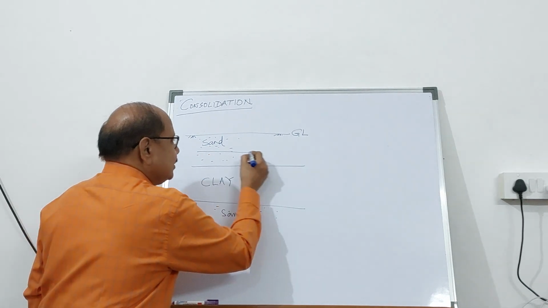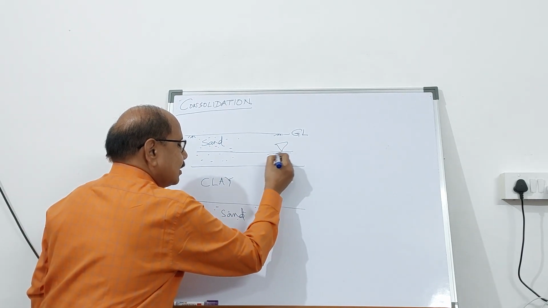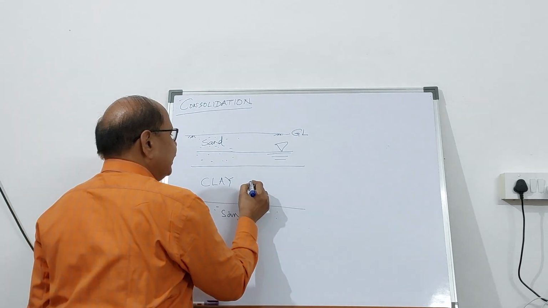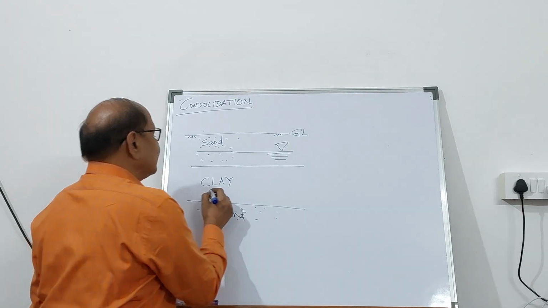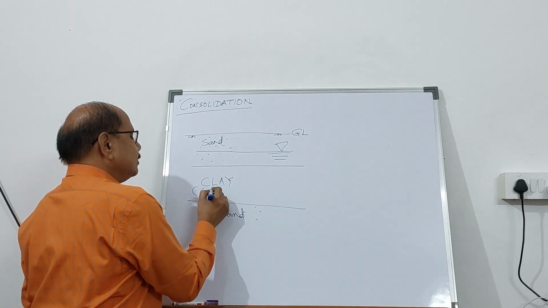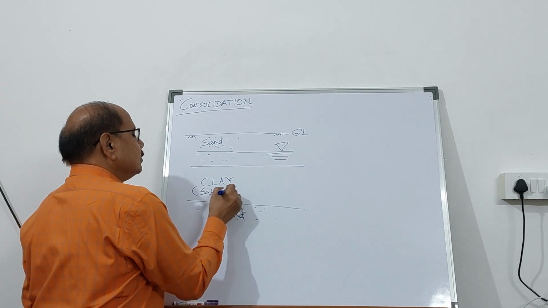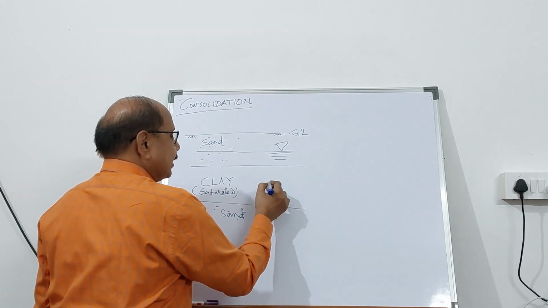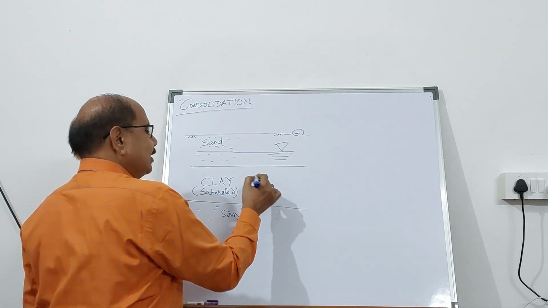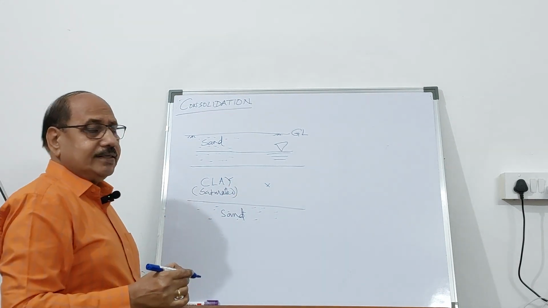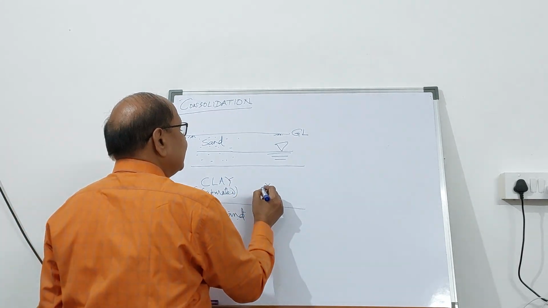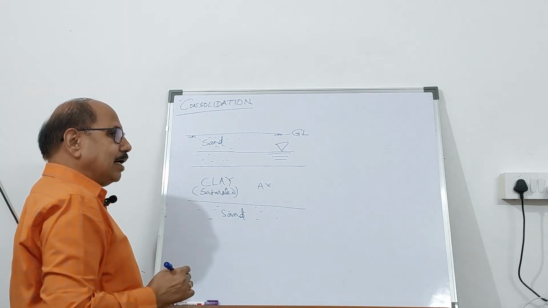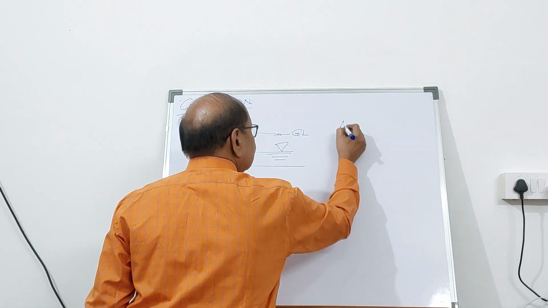And say the water table, the groundwater table, is somewhere here. If you take any point in the clay mass, it is completely, fully saturated. What is the total pressure at such a point? It is due to overburden. Let's say this point is A in the clay mass.